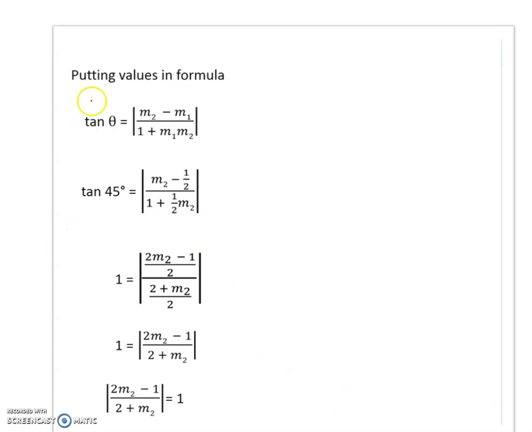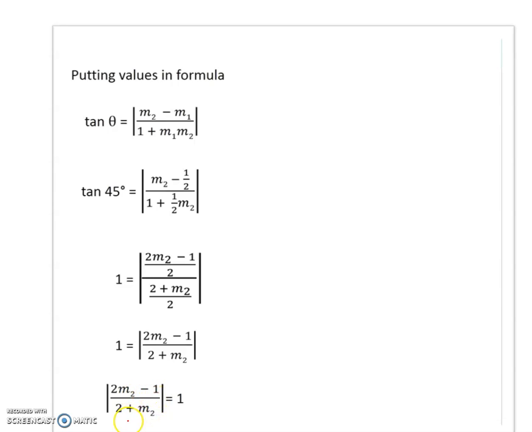Then we put tan 45 is equal to m2 minus 1 upon 2, upon 1 plus 1 upon 2 into m2. We put the value of m1 here, m1 is equal to 1 by 2. Next, we take the cross multiplication. 2 into m2 is equal to minus 1 upon 2, and 2 into 1, 2 plus m2 upon 2. The 2s get cancelled. We derive 2m2 minus 1 upon 2 plus m2.